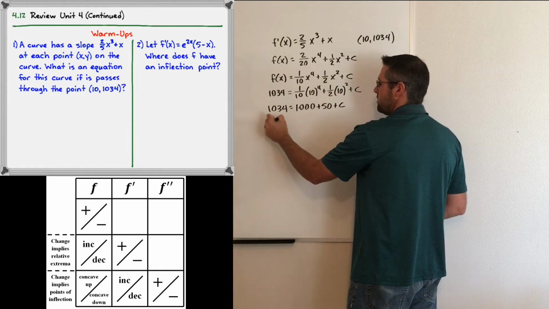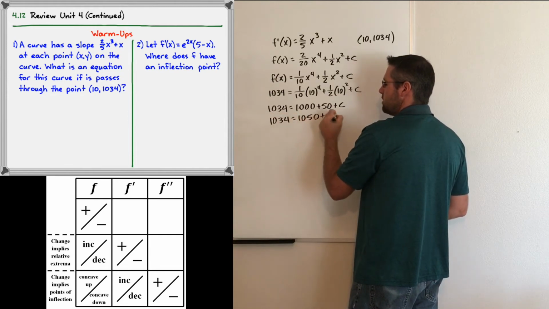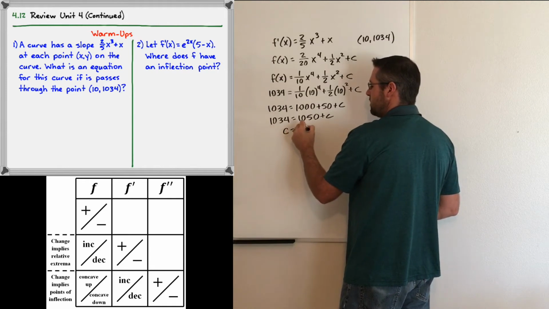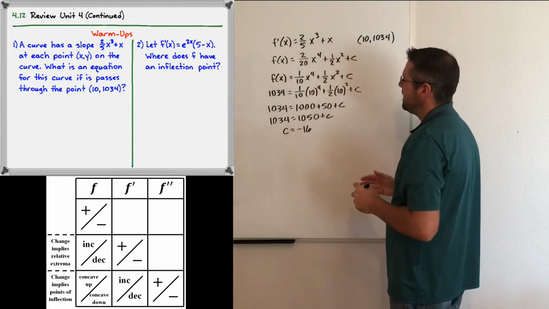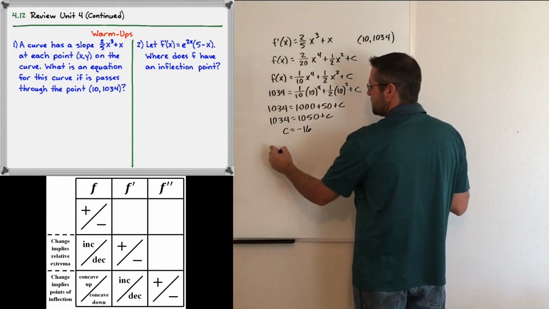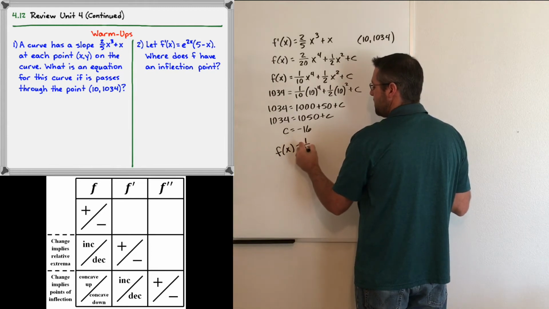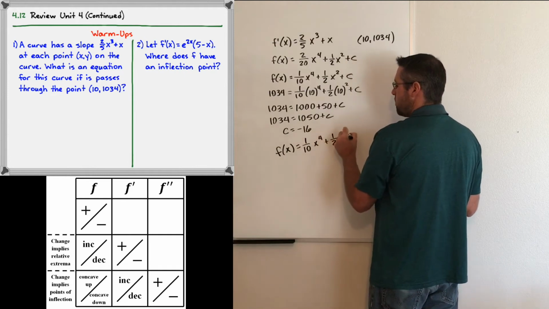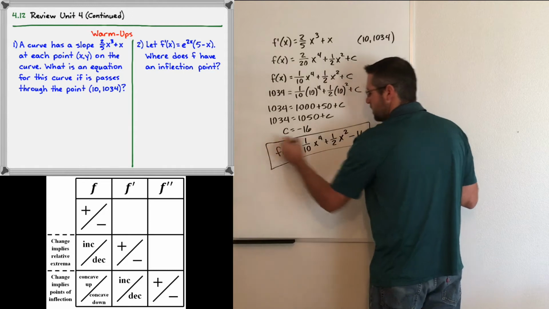And then we'll combine those like terms. So we got 1,050 plus c. Subtract the 1,050, so we ultimately get c equals negative 16. So that's our c value, that's our constant value, and now we have to go back and write the function. So we'd say f of x is equal to 1/10 x to the fourth plus 1/2 x squared minus 16. And that is our function.